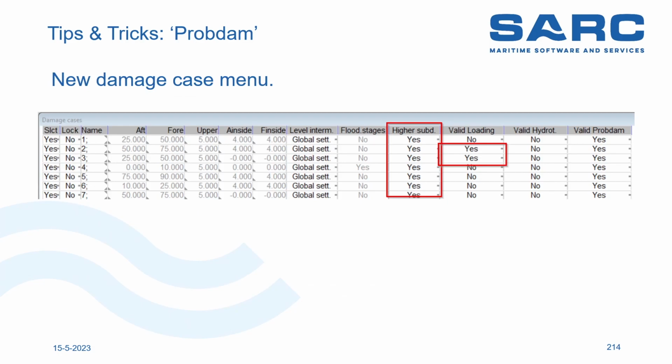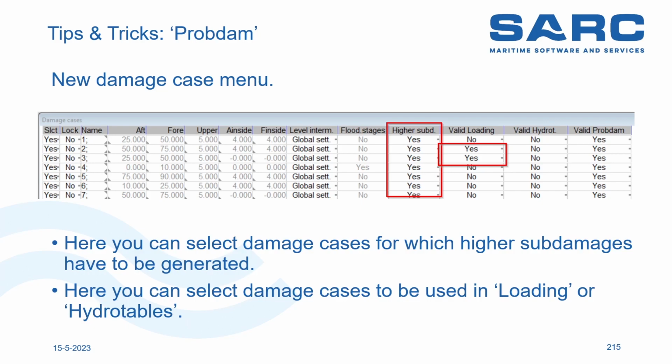Then finally, of the Probdam tips and tricks, the new damage case menu. If you select damage cases, we can select the damage case for which we want the higher sub-damages to be calculated. So normally you would do this. You can select the whole column, set it to yes, and then higher sub-damages as minor damages will be calculated.